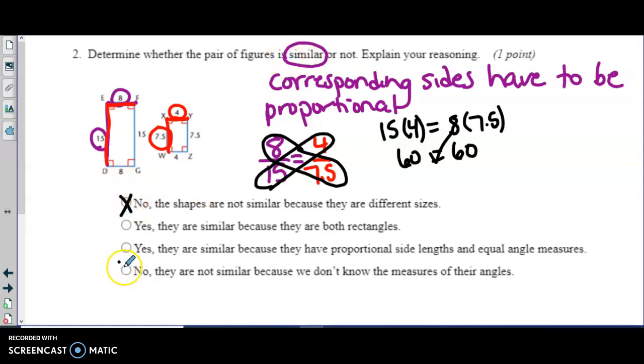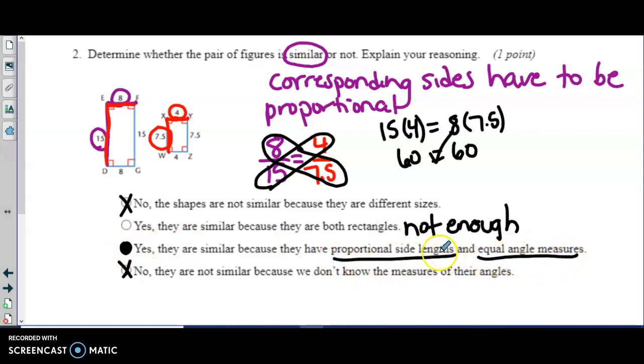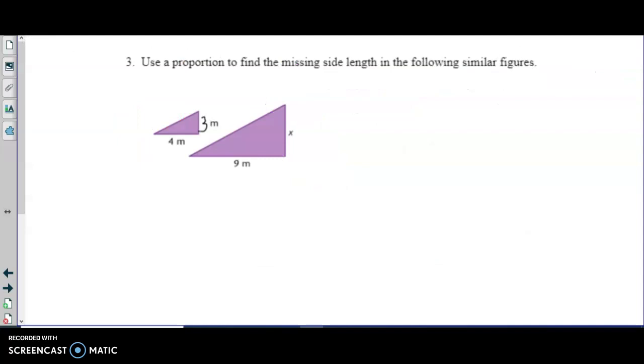So let's cross out the no ones, and then let's look at our two yes options. Yes, they are similar because they are both rectangles. That's not enough information. Just because it's two rectangles does not mean that they're similar. Then you could say, yes, they are similar because they have proportional side lengths and equal angle measures. Ding, ding, ding. That has both. They have to have equal angle measures and they have to have proportional side lengths.